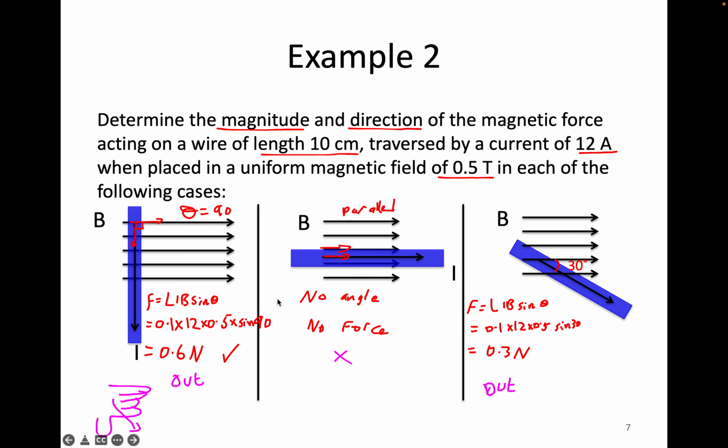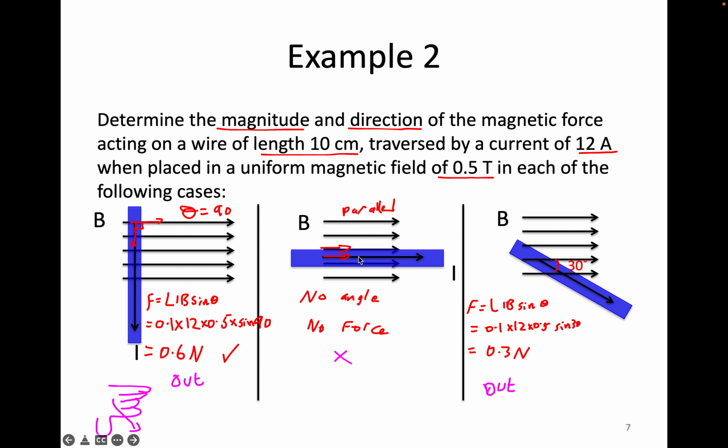To find the magnitude and direction of the force, we can find the magnitude of the force nice and easy. LIB sine theta. We have the length, 10 centimeters, which means 0.1 meters. We cannot use centi, we have to use meters. Multiplied by the current, which is 12, multiplied by B, 0.5, times, in this case, sine 90, you will get 0.6. To find the direction, you point your index finger to the right, you take your thumb, point it down, and you will have your middle finger pointing towards you. The force will be coming towards you, which is out of the page.